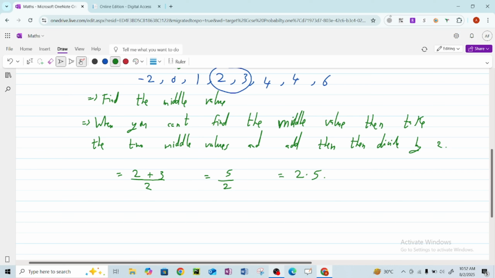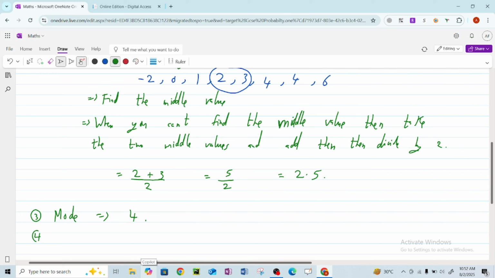Now the third thing we have to know is our mode. Mode is the most repeated value, okay? Now what's the most repeated value? We have minus 2, 0, 1, 2, 3, 4, 4, 6. 4 has been repeated 2 times. Every other number is only repeated 1 time, okay? So we're going to write the answer as 4. Simple as that. The most repeated value, that is 4 over here.